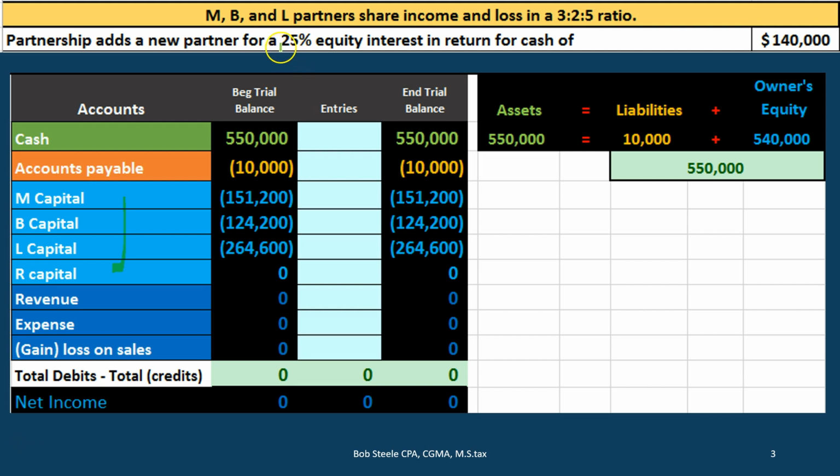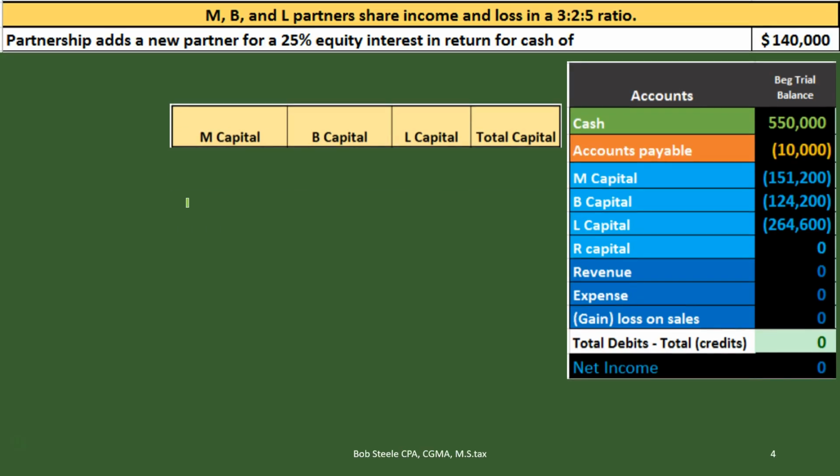The new partner is going to enter the company at a 25% interest. That interest is what is agreed on between the new partner and the existing partners. So they come to an agreement of a 25% interest in exchange for $140,000 that the new partner will be giving to the partnership. So the partnership is going to receive $140,000. The partnership is then going to give a 25% interest to the new partner being R, existing partners being M, B and L.